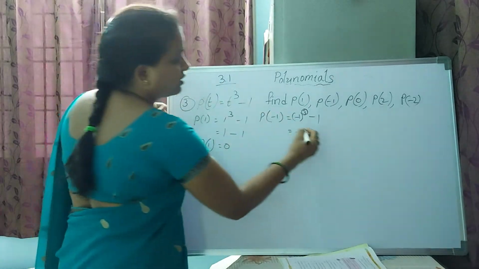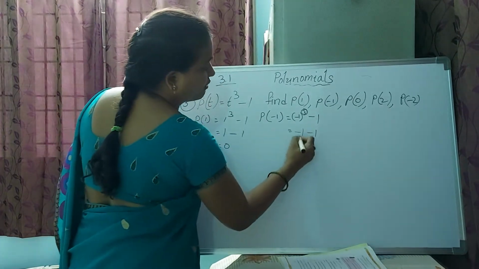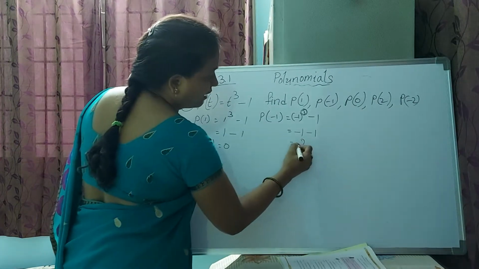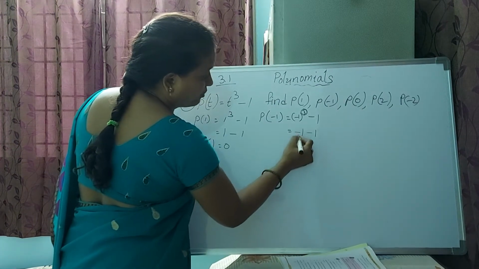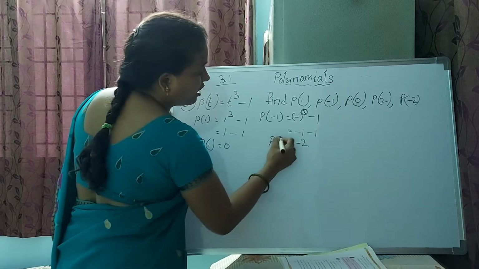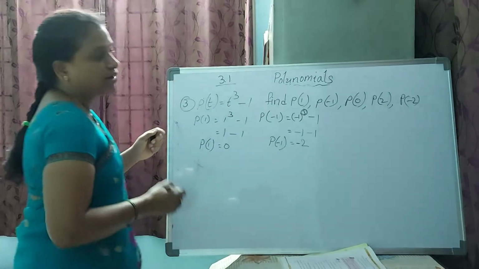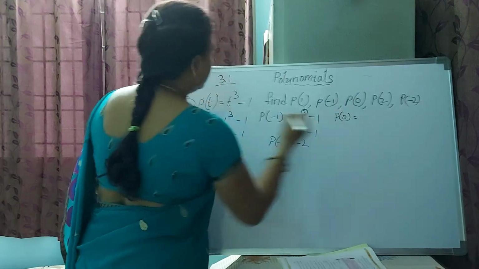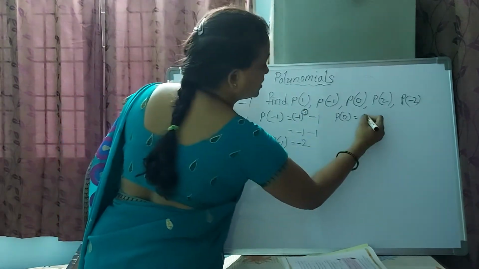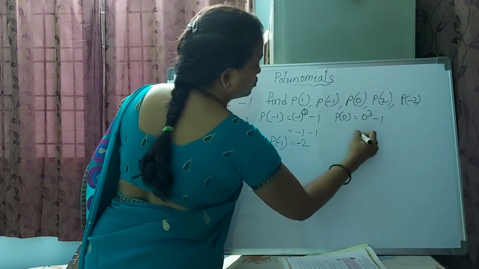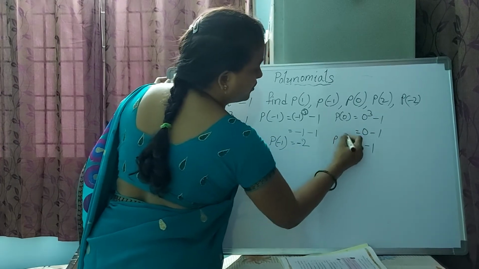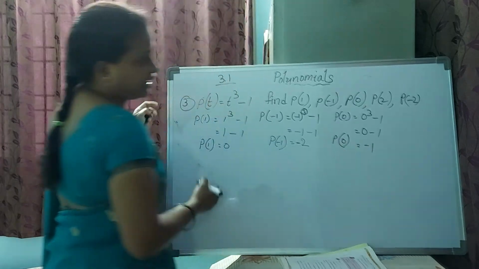Here minus 1, minus 1, same symbol, so you have to add: 2. Minus 2, symbol of the bigger number, before the big number minus only, so P of minus 1 is equal to minus 2. Next, P of 0. Instead of t, you replace with 0 cube minus 1. So, 0 minus 1 is equal to minus 1. P of 0 is equal to minus 1.